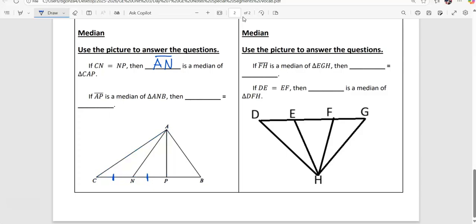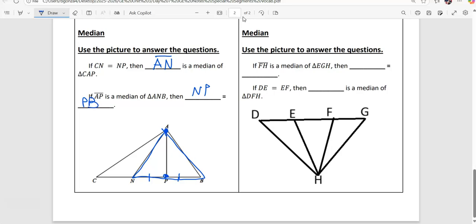And then, same picture, if AP is a median. So now I'm looking over here. If A to P is a median of A and B. Now I'm looking at this triangle over here. If AP is a median from vertex to midpoint, if this is a midpoint, what do I know about these two little pieces right here? Congruent, congruent. So that's what they're asking me. What is equal to what? This piece to this piece. NP to PB.